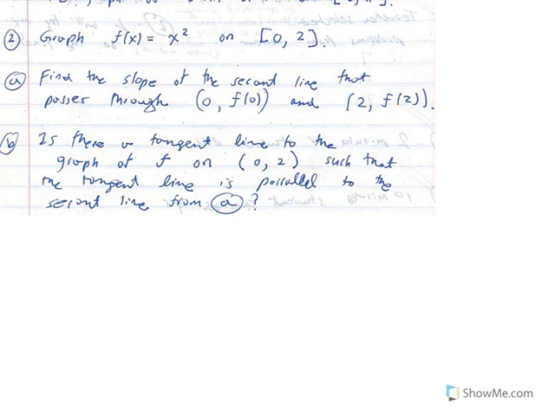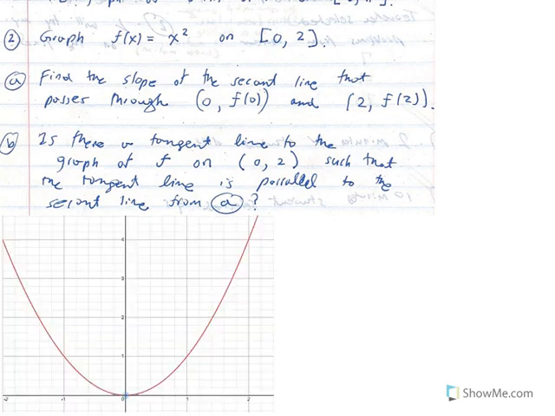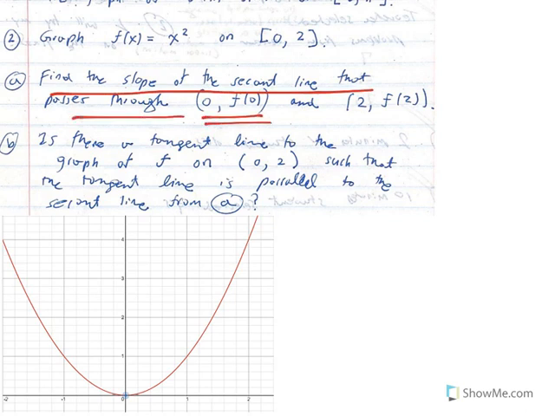Here's the second start problem. Graph f of x is equal to x squared on the closed interval from 0 to 2. And of course, you get this parabola. And part A says, find the slope of the secant line that passes through 0, f of 0 and 2, f of 2. Well, here is 0, f of 0, and here is 2, f of 2. And this is the graph of f.